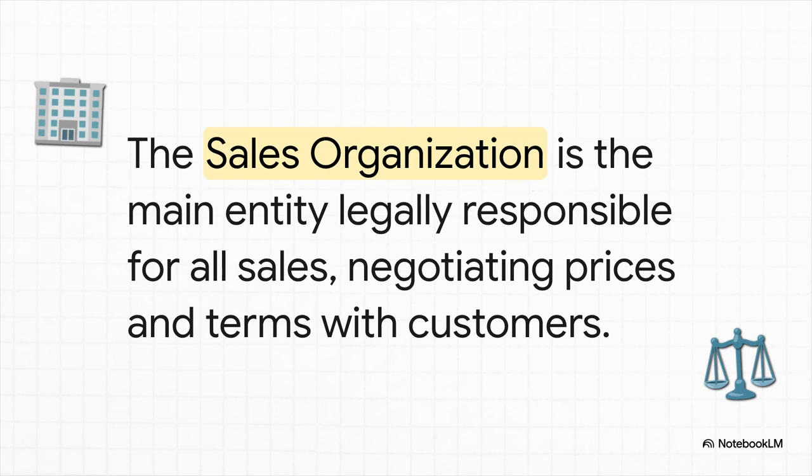And right at the very top of that blueprint, you have what's called the sales organization. Think of this as the main legal entity that's responsible for selling stuff. It's the part of the company that negotiates prices and terms with customers. Right, and the word legal there is key. This is the part of the company that is legally on the hook. If a sale goes south, this is the entity that's ultimately responsible.